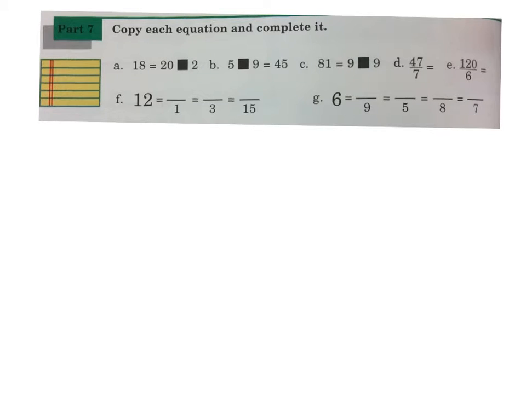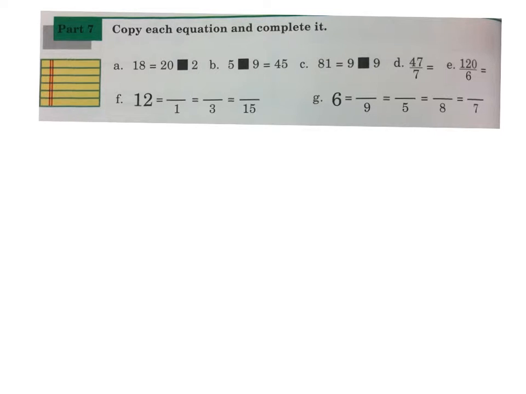Okay, so for part 7, I'm going to give you the answers to a few of them. There's a few of them that you're going to have to work on your own. So for A, well, first for the instructions, you have to complete the equation. So for A, it says that 18 equals 20 something 2. So I have to decide if it's plus, minus, multiply, or divide.